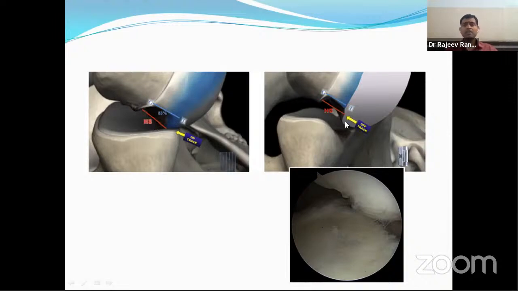But if that Hill-Sachs lesion falls outside that glenoid tract, this is called an off-track lesion, and it needs management of that Hill-Sachs. This is the arthroscopic photograph showing this Hill-Sachs is getting engaged in the glenoid defect.